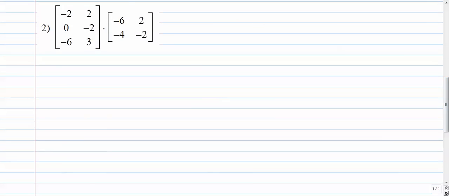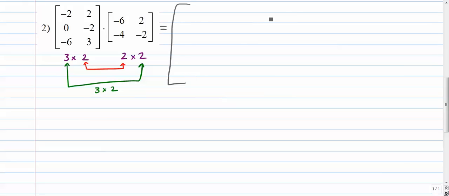Number 2. First things first, let's identify the size of each matrix. I've got a 3 by 2 matrix multiplying by a 2 by 2 matrix. These inner numbers are the same, so we know we're able to multiply them. These outer numbers will give us our answer. Our product matrix is going to be a 3 by 2. So we need to set up a 3 by 2, which is a really tall matrix: 3 rows and 2 columns.